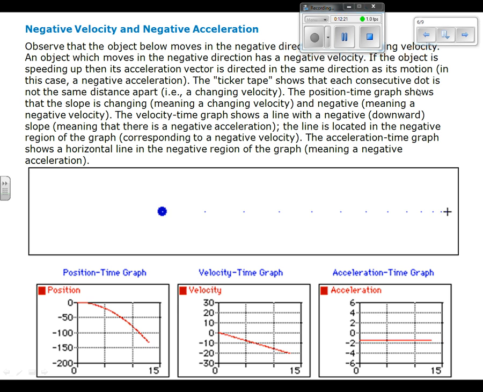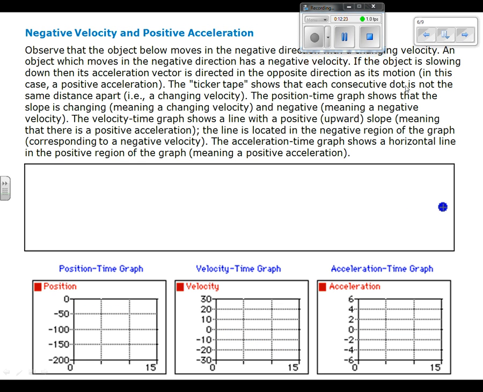Negative velocity, positive acceleration. Signs are opposite. When signs are opposite, the thing slows down. If the signs are the same, it speeds up. Signs are opposite, slowing down, moving left because it's negative velocity.